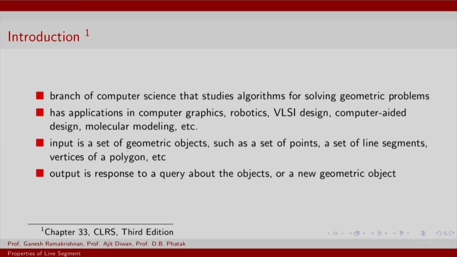So the general input is a set of geometric objects: a set of points, line segments, vertices of a polygon, etc. Output is either a response to a query about the objects, or in some cases you synthesize new geometric objects. Today's discussion will be largely about queries about some objects. For example, do two line segments intersect?